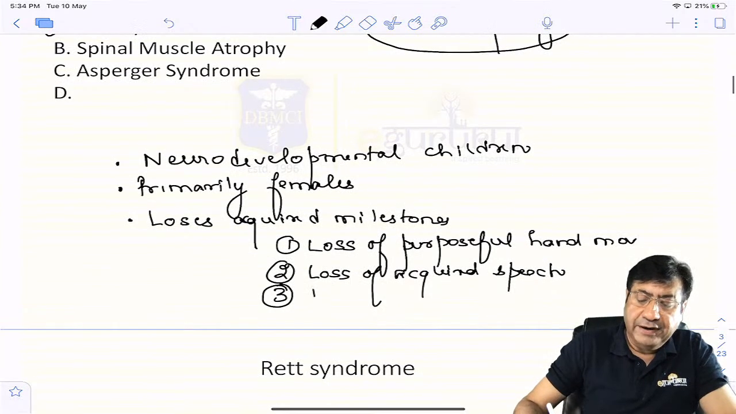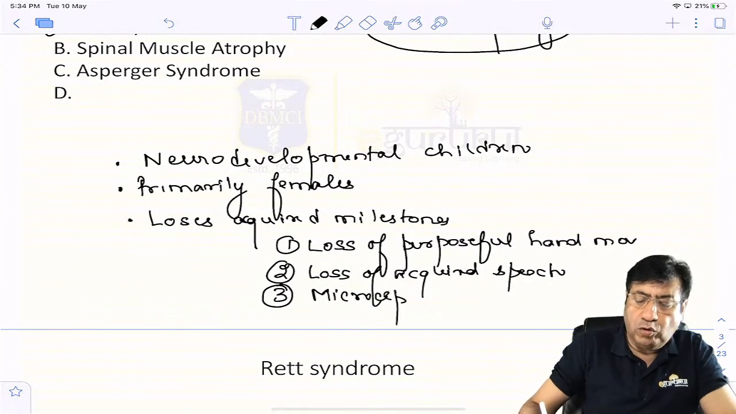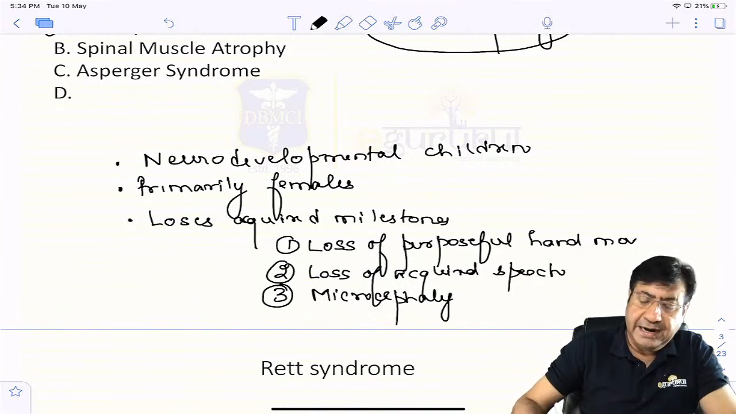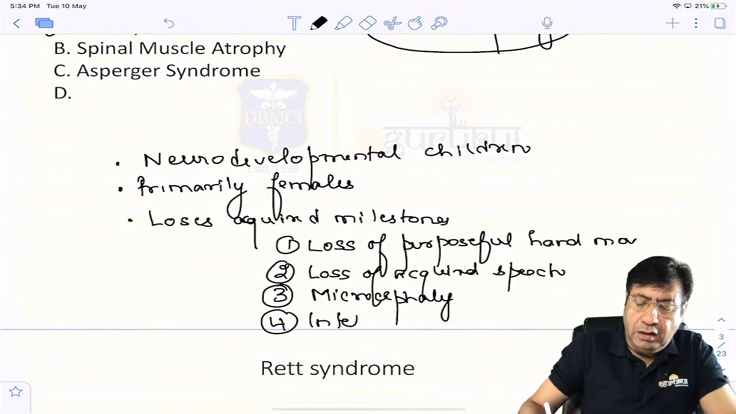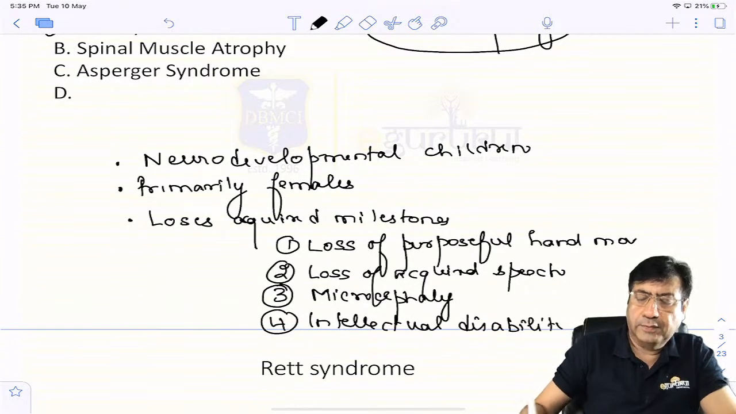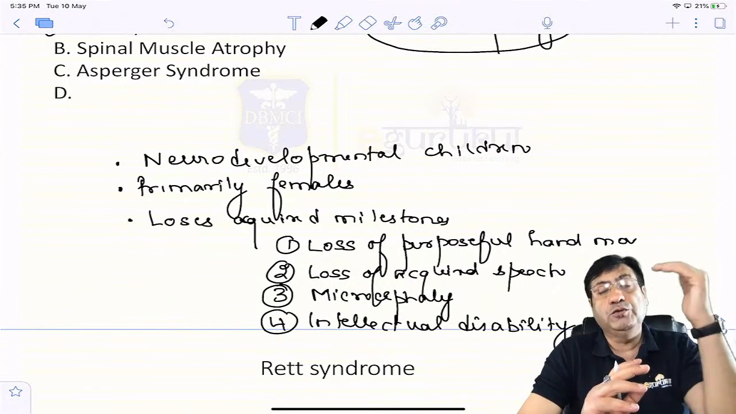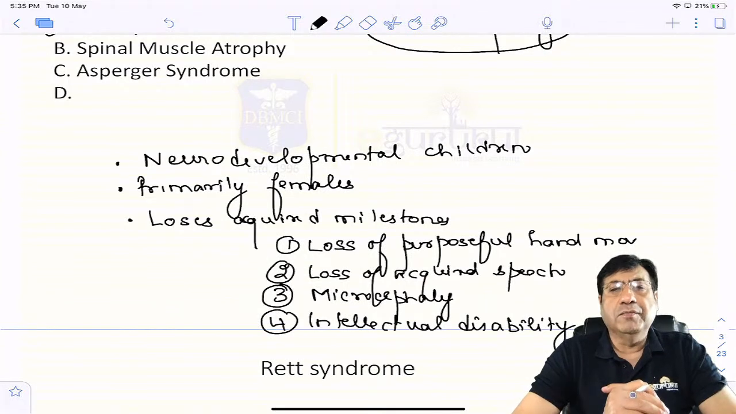These children also have microcephaly, so their head does not grow as per the norms, and that results in the child having a small head. And this is a very important cause of intellectual disability in girls. One of the most common causes of intellectual disability, which we used to call in the past mental retardation, in girls is Rett syndrome. This is as against one of the most common causes of intellectual disability in boys, which is Fragile X syndrome.